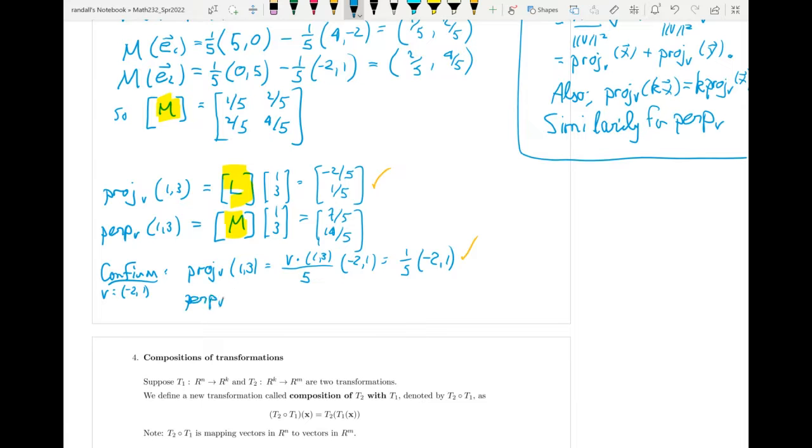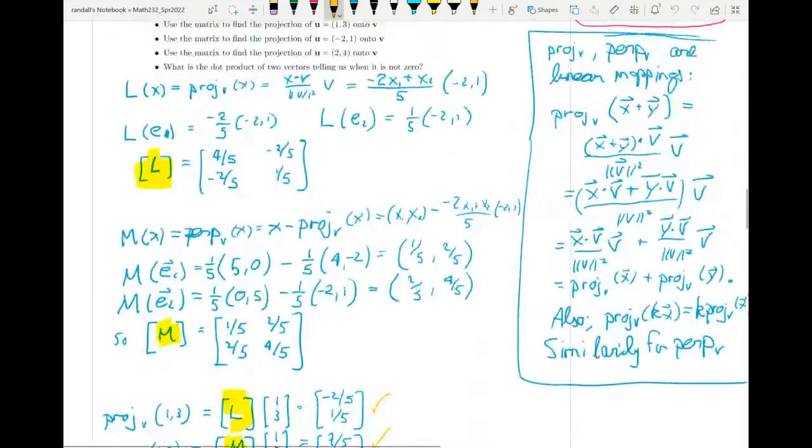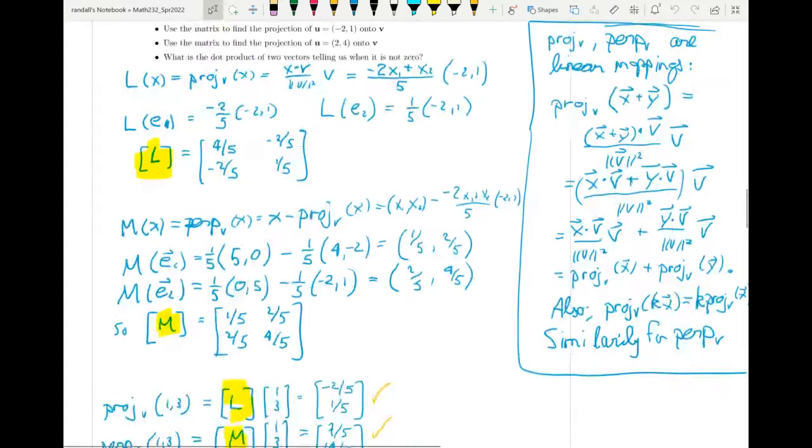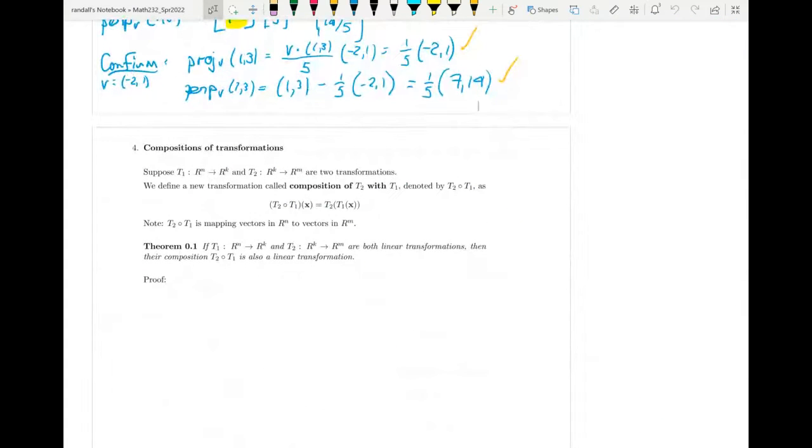So perp V of (1, 3) is going to be (1, 3) minus 1/5 of the projection, right? The projection minus that. Okay, which is going to be, if you do the algebra, 1/5 of (7, 14), which is what we got. Okay, so that's just a confirmation that the standard matrix is doing what it's supposed to do. It's supposed to give you the correct output for whatever input you plug in. Okay, and you can see this is going to work for every matrix. Good. So that's an example of computing the standard matrices, but the crucial step is to recognize that the function you're trying to compute the standard matrix for is a linear mapping. Okay, otherwise the matrix you come up with won't have much to do with the function.